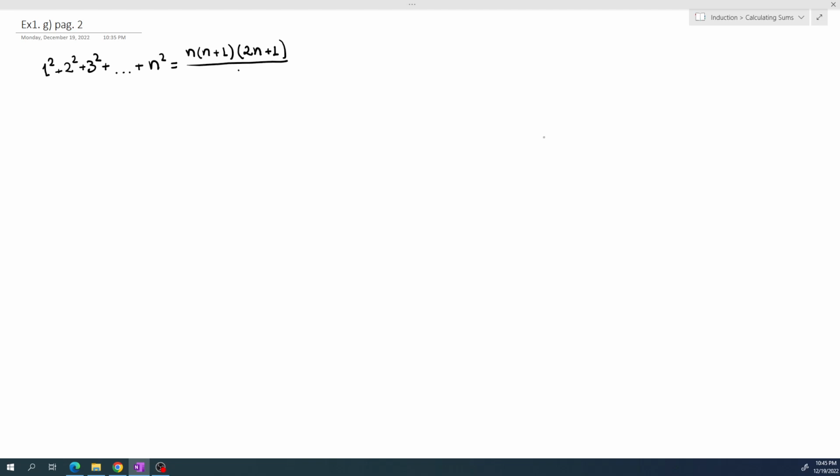over 6. And another sum is the sum of the squares of the first n odd numbers. It's 1 plus 3 squared plus 5 squared plus ... plus 2n minus 1 squared, and this is equal to n multiplied by 4n squared minus 1 over 3. We will use these two sums.